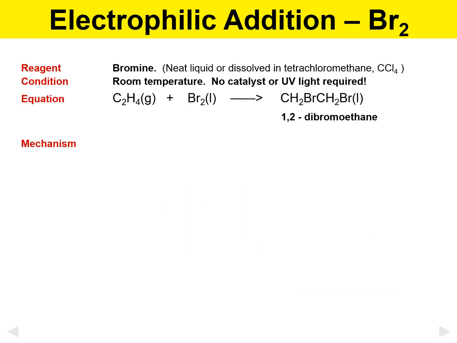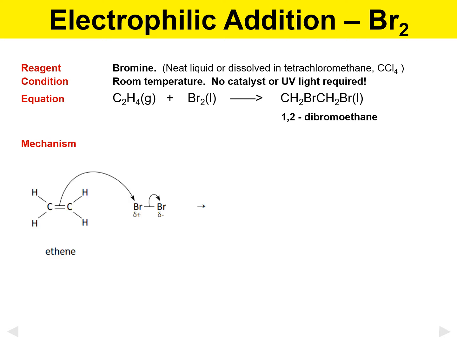The first mechanism we are going to look at is in the reaction of ethene and bromine. We studied this reaction at GCSE as we used this as a test for a carbon-carbon double bond. If you remember, we do this reaction at room temperature and we don't need a catalyst or UV light. Let's have a look at the mechanism of electrophilic addition to work out why this reaction occurs.